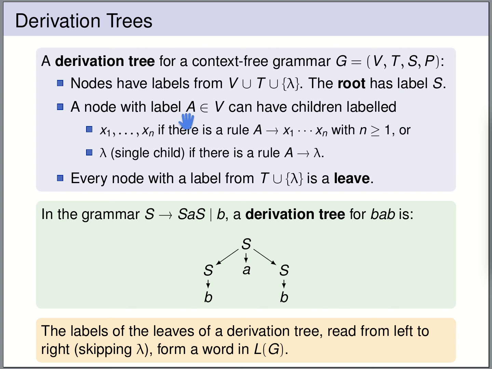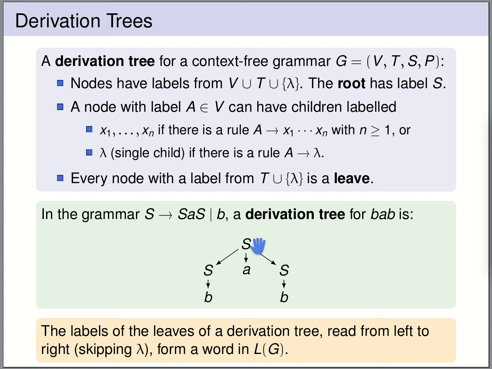Now a node that is labeled with a variable has children that are labeled either with x1 up to xn if there's a rule that says that the variable that is the label of this node that we look at can rewrite to x1 up to xn, or if there is a rule that this variable can rewrite to lambda, so it's a lambda production rule, then the node labeled with A can have lambda as a single child.